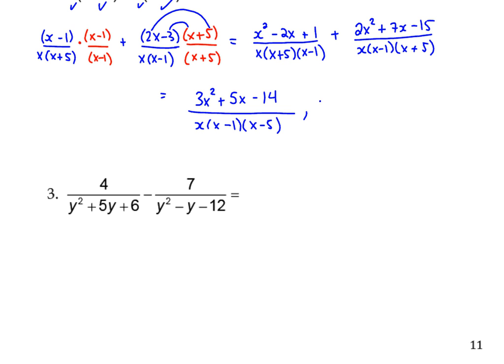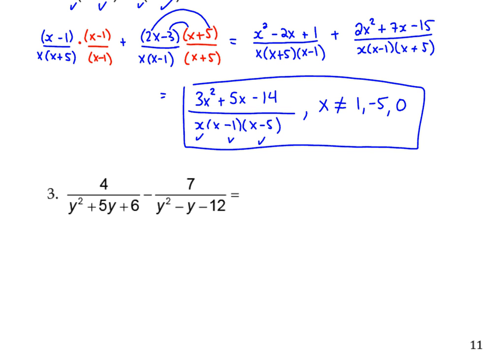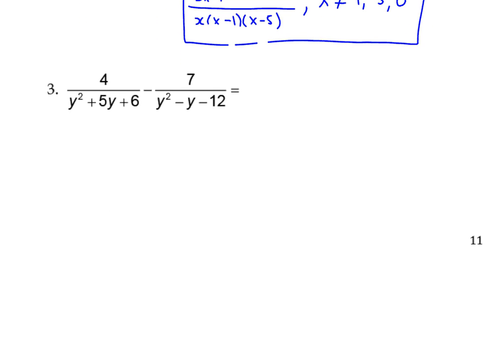Restrictions: x can't be equal to 1, -5, and 0. Let's talk about all of this. Okay, so notice that the first one didn't need to be factored, and the second one was already factored for you. The third one, guess what we have to do? Factor. Yay, factor the denominator. So let's factor the denominator, because you can't factor the numerator.